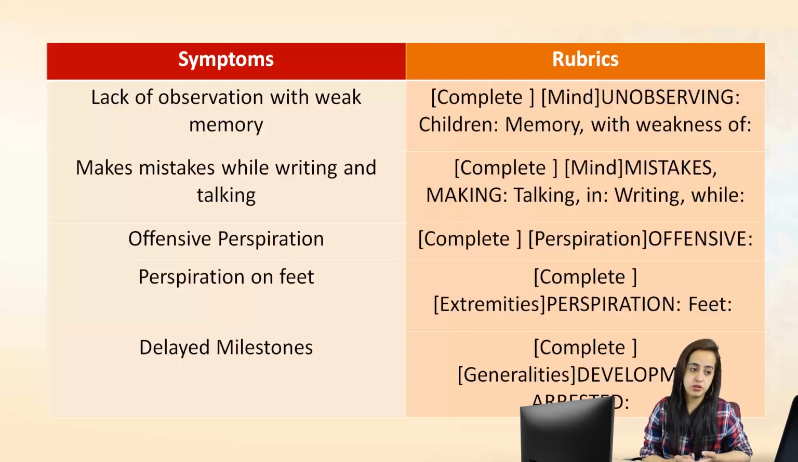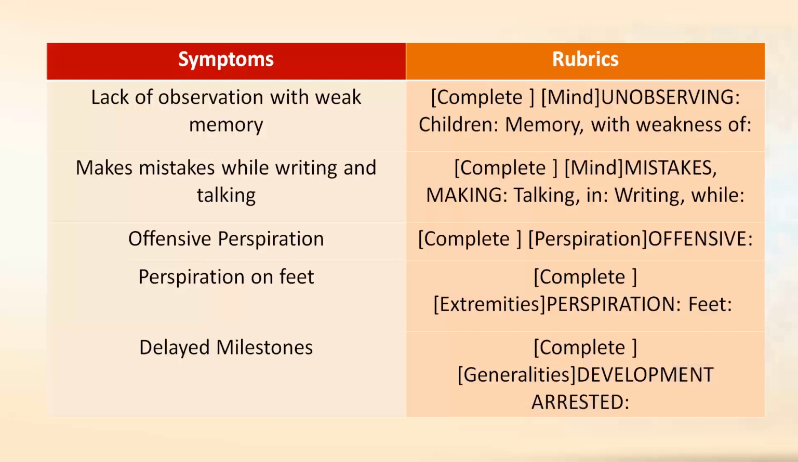Offensive perspiration is found as perspiration offensive in the complete repertory. Perspiration on feet is found as perspiration feet in the extremities chapter of complete repertory. Last symptom, delayed milestones, was found as development arrested in the generalities chapter of complete repertory.